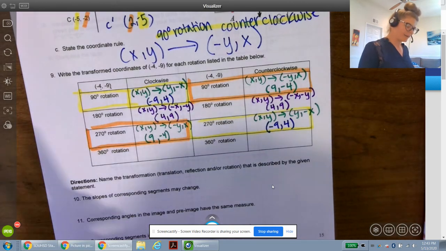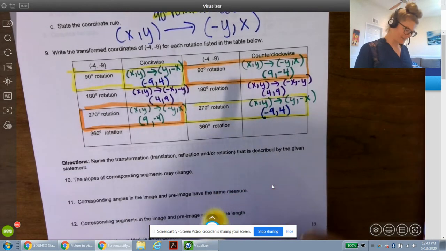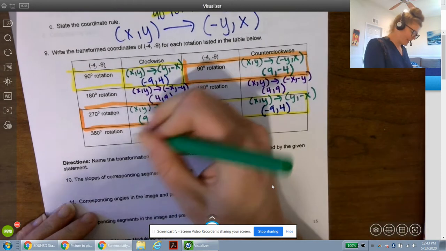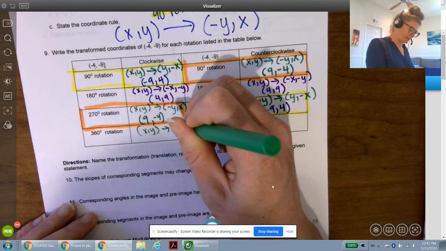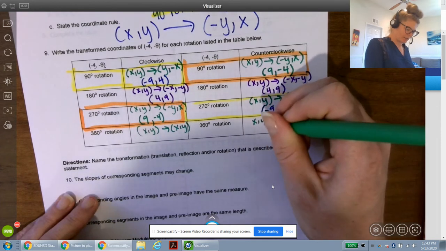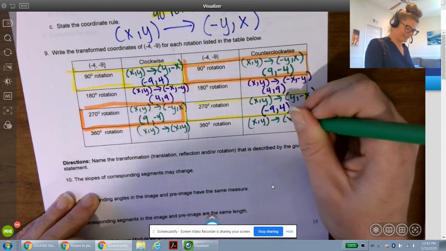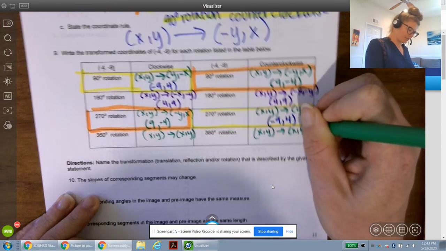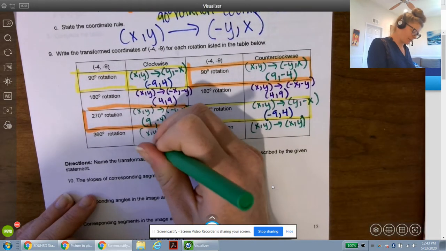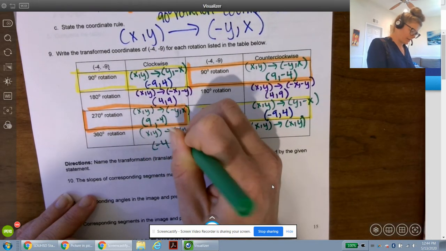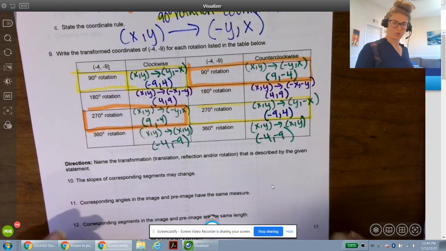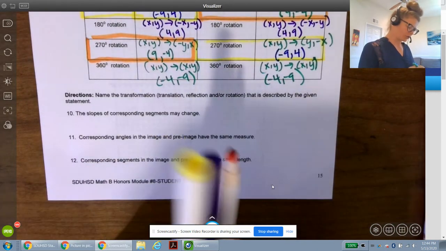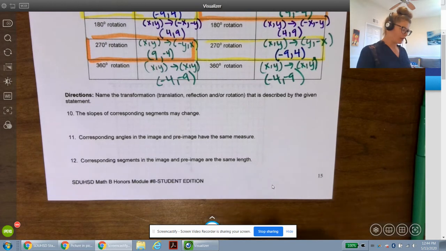And our last, 360-degree rotation. Thank goodness. xy is mapped to xy. It's so easy, you think you're doing it wrong. We go 360 degrees from -4, -9. We end up back at -4, -9. Woohoo!